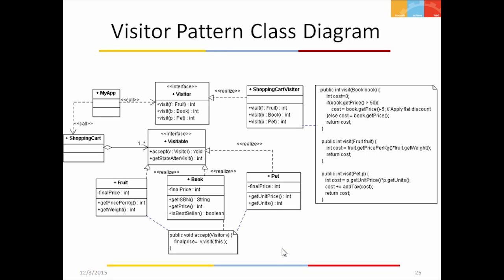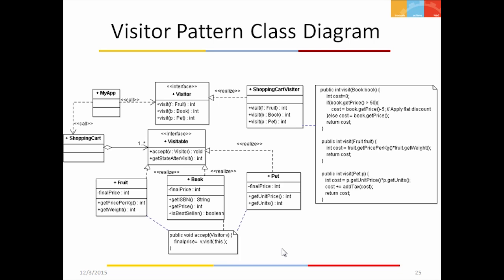Now let's look at how different types of pricing can be calculated, and that's quite an elegant way to handle that. So what are those visitable objects? In the example of online shopping, these are different types of products. For example, book, fruit, then pet, all of which can be bought and for which the price can be calculated. So book has a price, pet also has a price, and fruit also has a price. Now these prices are all different.